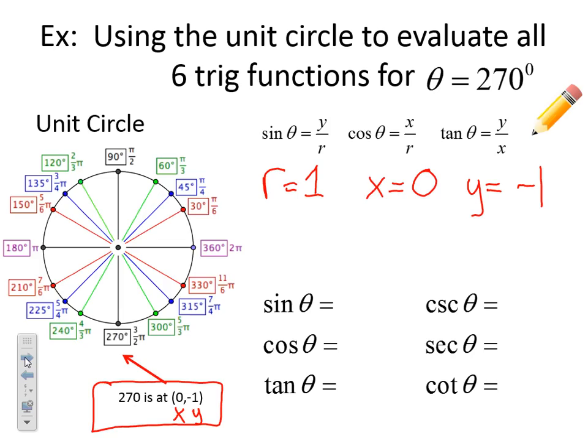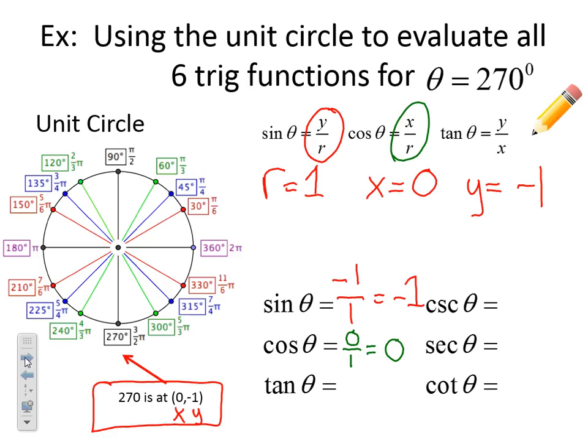Now as we're going through filling this out, we have sine. Sine is y over r. So y is -1, r is 1, simplifies to -1. My cosine is x over r. So I'm going to have 0 over 1. 0 divided by 1 is just 0.